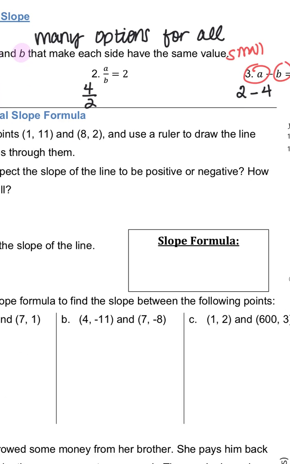Now we're going to look down here at 10.2, a more general slope formula. So we are going to plot these 2 points, then use a ruler to draw the line that passes through them. Okay, you guys can use like the edge of your calculator, your ID, anything like that. So if we start at 1, 11, we're here, and then 8, 2. I'm going to use my ruler here to connect these 2 dots.